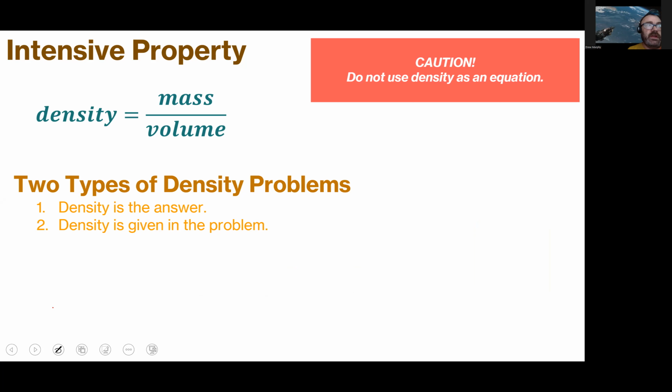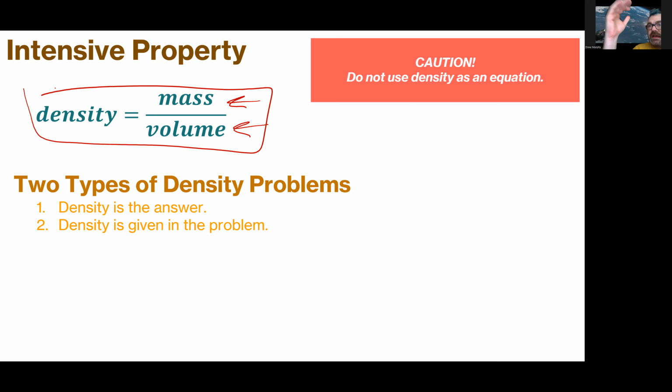So in the lab, we'll probably figure out the density of some things and use density as a way to determine the identity of an unknown, because it's a great way to do that. Density is intensive because we're taking the ratio of something's mass to something's volume. You need to know that density is mass over volume, but at the same time, I don't want you to be using density as an equation unless you absolutely have to, which is why I do density the way I do.